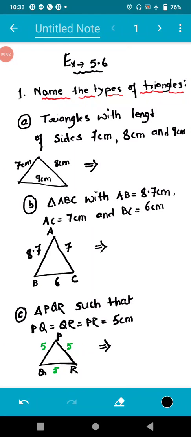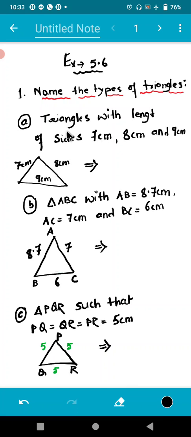Hello students, so today we'll start exercise 5.6 and in 5.6 I will explain question number 1, 2 and 3. Okay, so let's start with question number 1. In question number 1 what you have to do is name the types of the following triangles. Fine, as you see I have written the question.